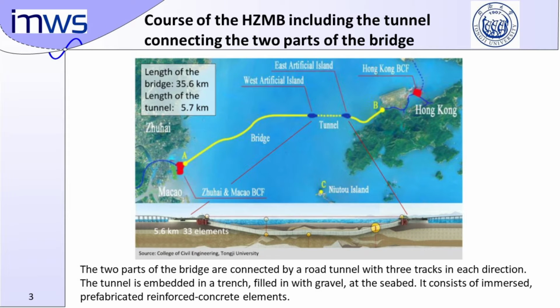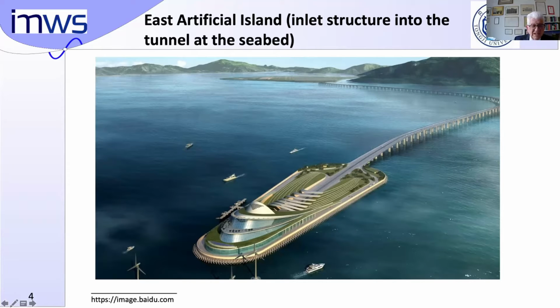This slide, ladies and gentlemen, shows the course of the HZMB bridge connecting the two parts of the bridge. To the right, you see Hong Kong, to the left, Zhuhai. You see here the tunnel between two artificial islands. And the two parts of the bridge are connected by a road tunnel with 3 tracks in each direction. The tunnel is embedded in a trench. So what you see here is the East Artificial Island. It's one of the 2 inlet structures into the tunnel at the seabed.